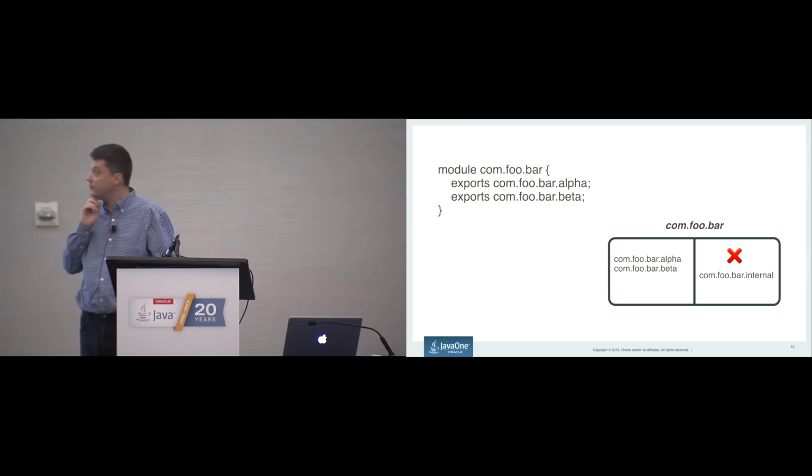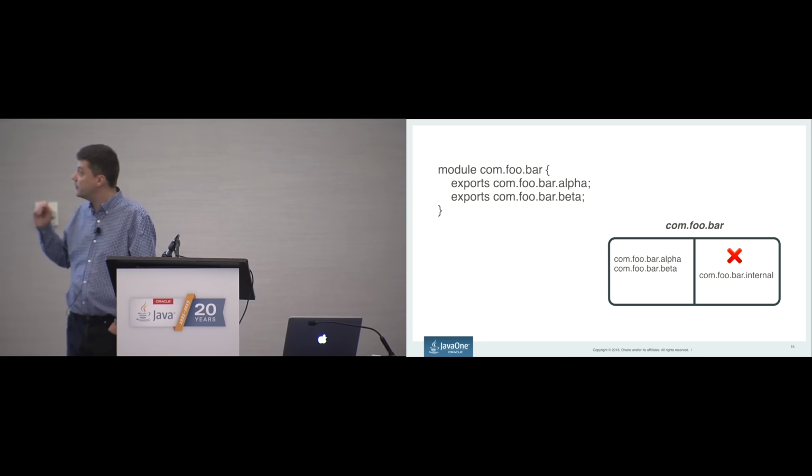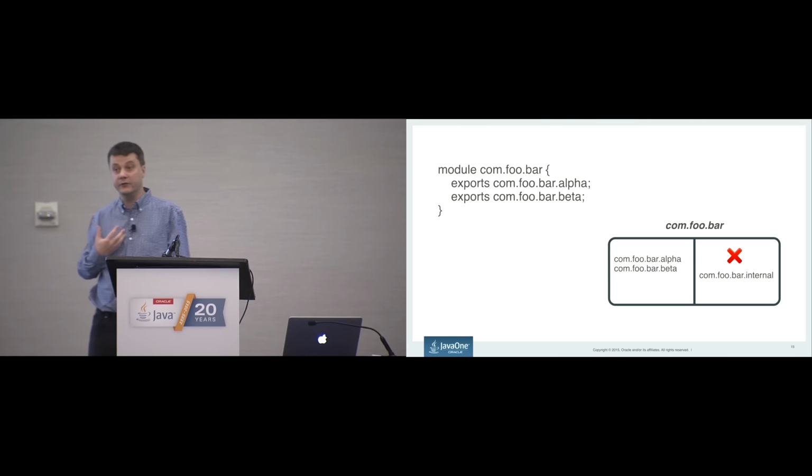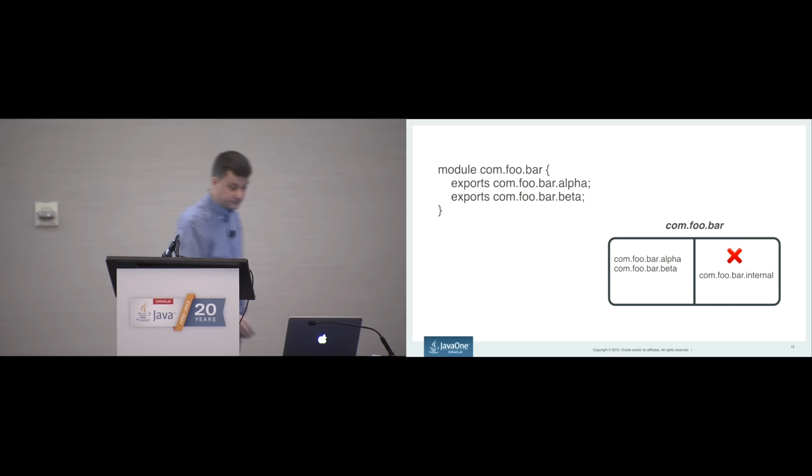In this diagram, I've taken the Confu bar module and divided it into two. I've got my Confu bar alpha and beta packages. That is the API that my library exports. They're over on the left. My internal packages, even though they contain public types, I don't want anyone using them. These are only internal to my module. These are not exported. In the module declaration, the way this is done is exports, followed by the name of the package that I want to export. In this module declaration, there are two packages exported. There are some internal packages that are not exported.